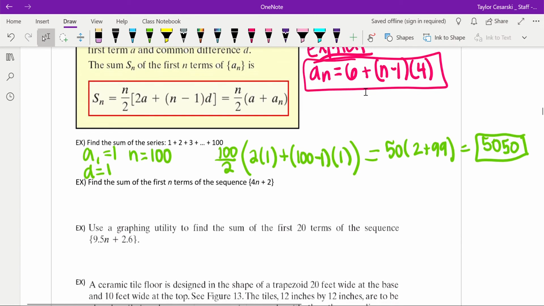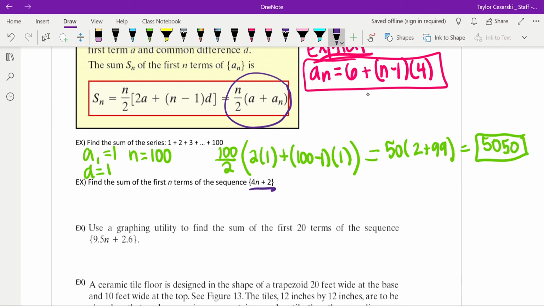All right, next one. What if it's giving you the expression, rather than the first numbers of the sequence? Find the sum of the first n terms. I'm going to do the same sort of process here, but I'm going to use this expression on the right, and I'm going to end up with an expression because I don't know what n represents.